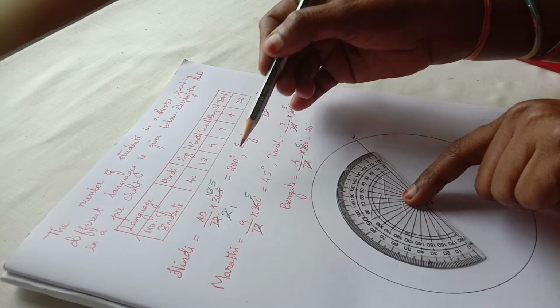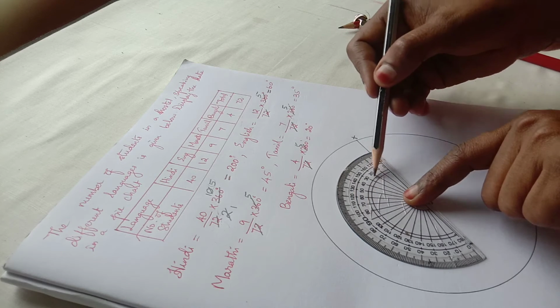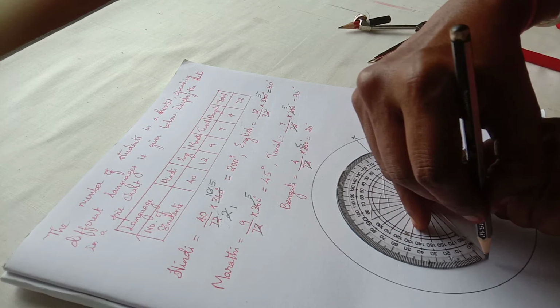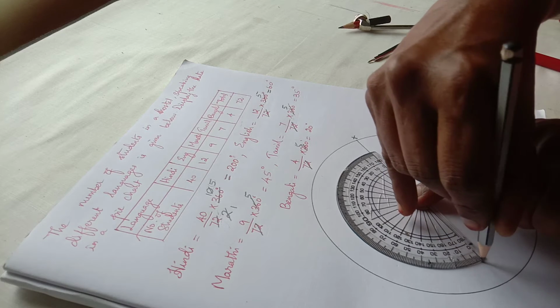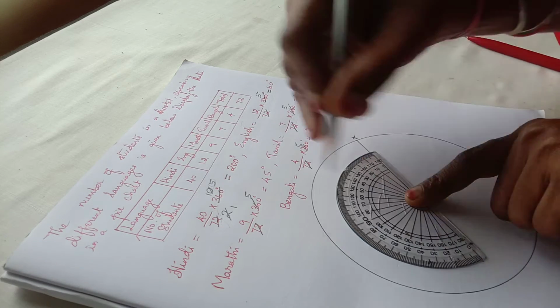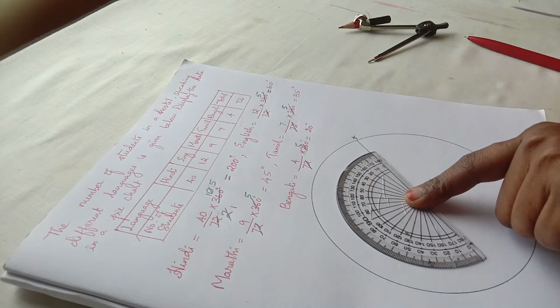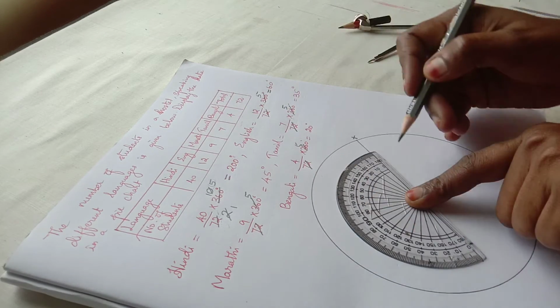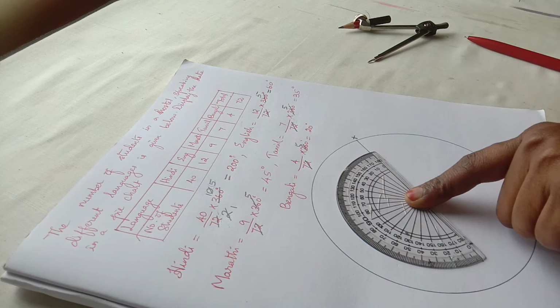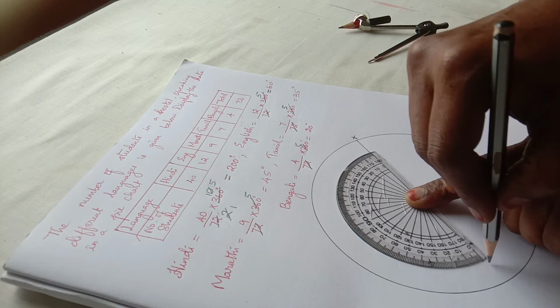First one, Hindi, 200 degrees. Actually, we start from here, and from 0 to 180 only we can go, till this point. This is 180 degrees. But we need to construct 200. This protractor has only 180 degrees, so from 0 to 180 we marked here.